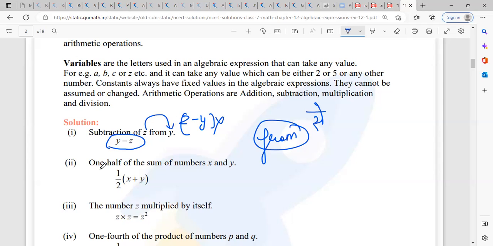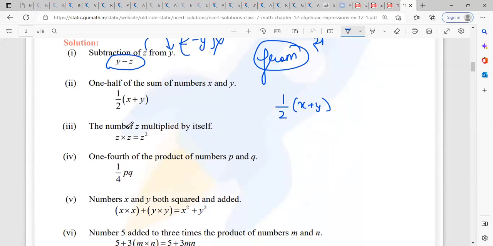So it is this. Then second is 1/2 of the sum of number x and y. 1/2 means you will put half, of what? Sum of x and y. Got it? Now coming to third one, the number z multiplied by itself. So it is z multiplied by z and it gives z square. Next, 1/4 of what? Product. What product means? Multiply. So 1/4 of P multiplied by Q. So it is 1/4 PQ.